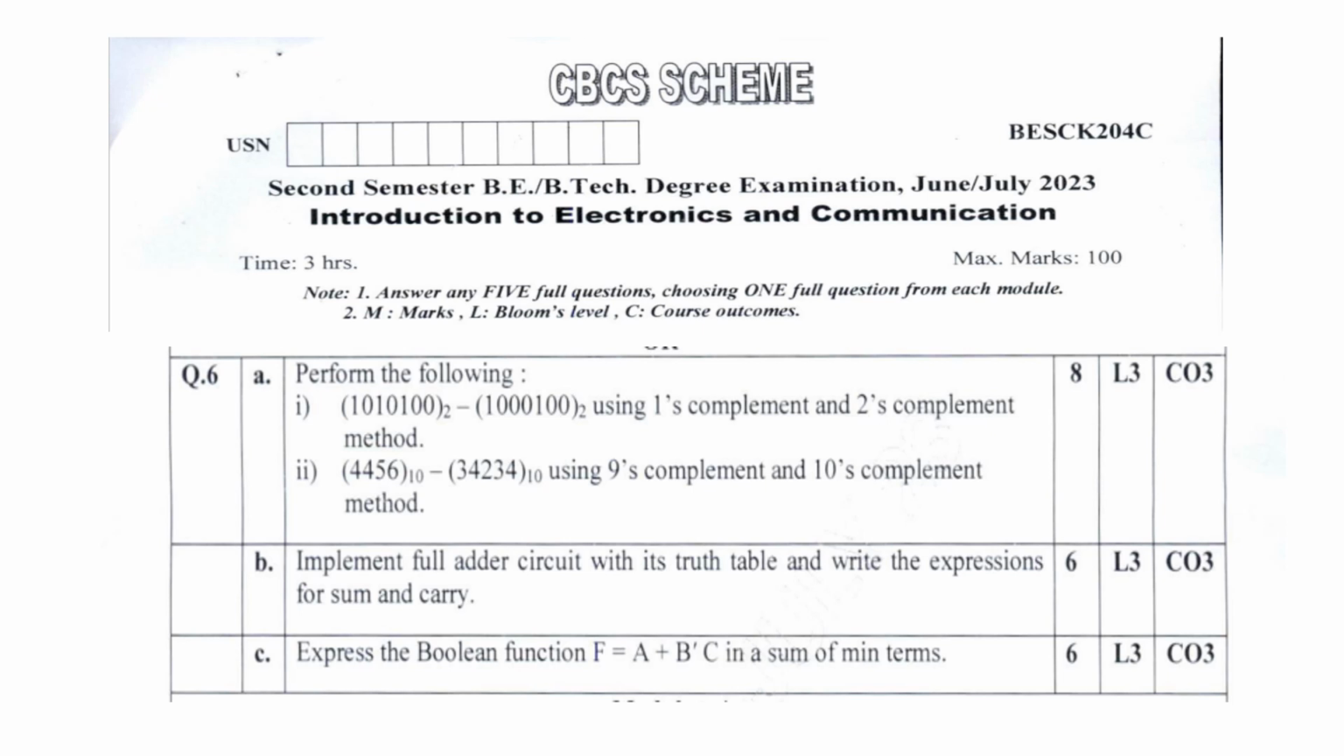third module first off. So the odd choice of third module here is the sixth question: perform 1's complement, 2's complement, 9's and 10's complement for the given set of numbers. And second is implement full adder circuit with its truth table and write down the expression for sum and carry. Next is express the Boolean function f = a + b'c in a sum of minterms. So these are the three questions.